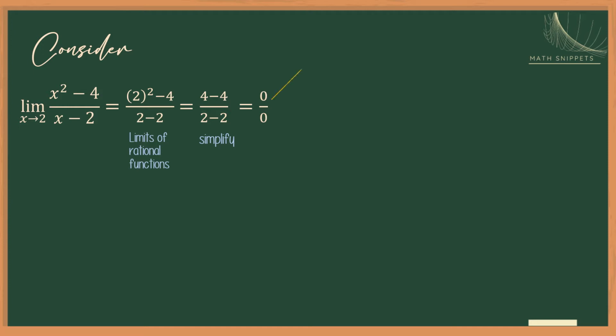Now 0 over 0 is not equal to 1. It should never be equal to 1, and also it is not undefined. Undefined means we have a numerator that is not 0 and the denominator is 0. Things of this form are what we call an indeterminate form.